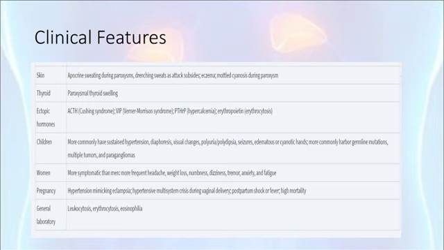Children most commonly will have sustained hypertension, diaphoresis, headaches, visual changes, polyuria, polydipsia, seizures, edematous or cyanotic hands, and most commonly will harbor some kind of germline mutation, multiple tumors, or alternatively some kind of paragangliomas as well. In pregnancy, hypertension will of course mimic eclampsia, and hypertensive multisystem crises will occur during vaginal delivery. Postpartum, you may get shock or fever, and this tends to have a high mortality rate in pregnancy. Generally, your laboratory findings will include leukocytosis, eosinophils, and erythrocytosis as well.